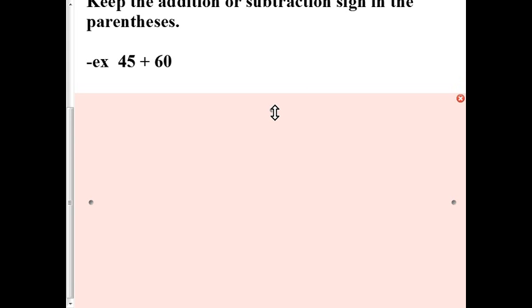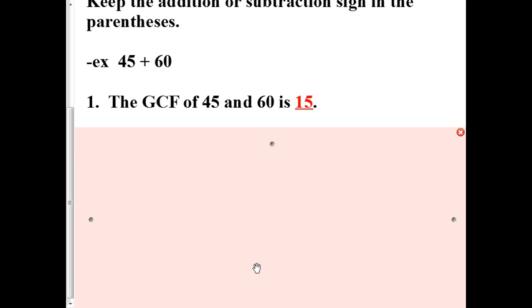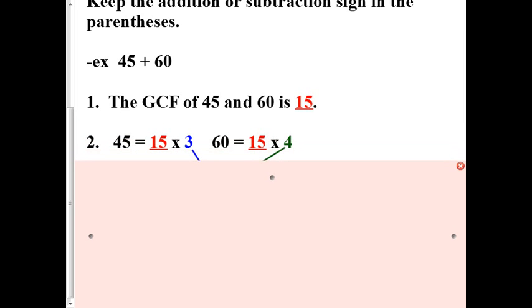Now, let's look at an example of doing that. If I wanted to factor the problem 45 plus 60, I need to start by finding the greatest common factor of 45 and 60. And the greatest common factor of 45 and 60 is 15. Then I want to see what I have to multiply 15 by to get each of the numbers 45 and 60. It's 15 times 3 that I need to get 45, and it's 15 times 4 that I need to get 60. So watch how that's all going to come together as I rewrite this problem.